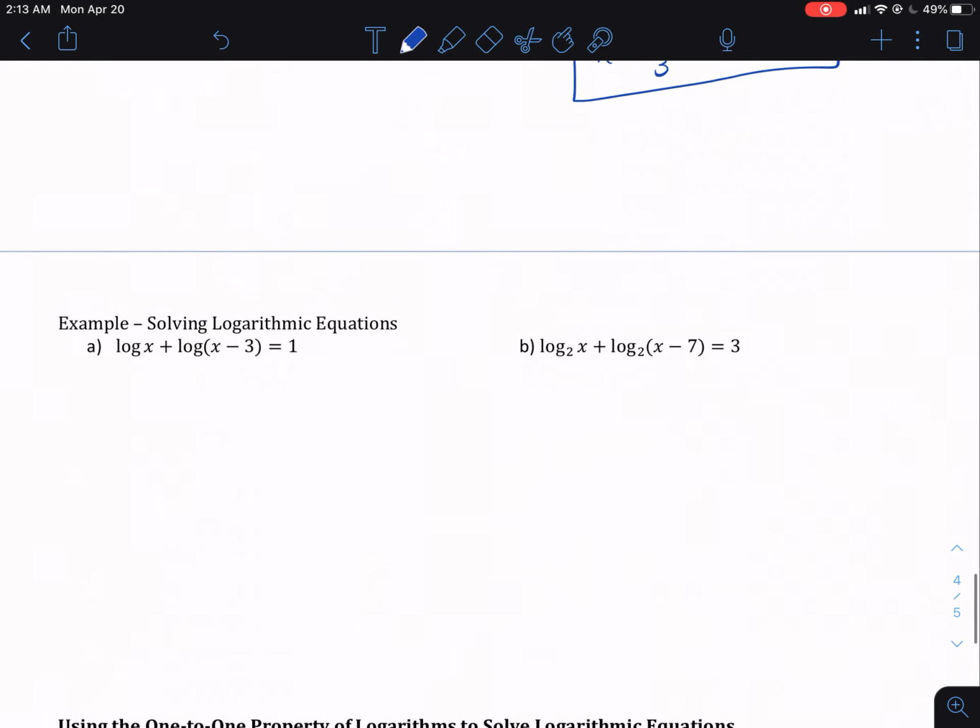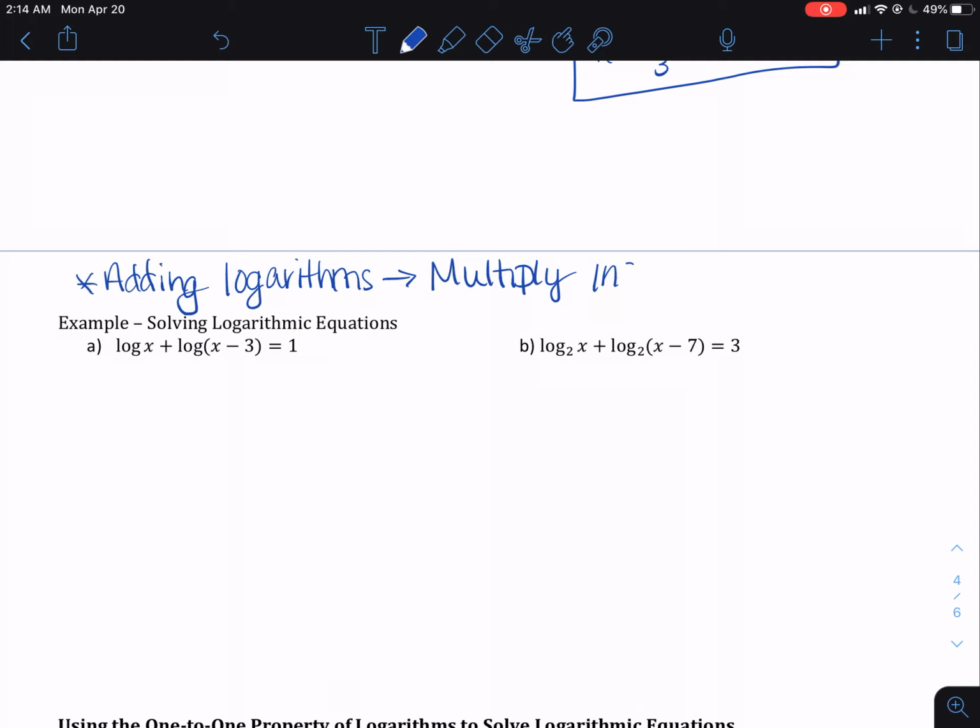All right. So now, sometimes you're going to have to rewrite them using our properties of logarithms. So remember when we are adding two logs, or adding logarithms, we multiply insides.